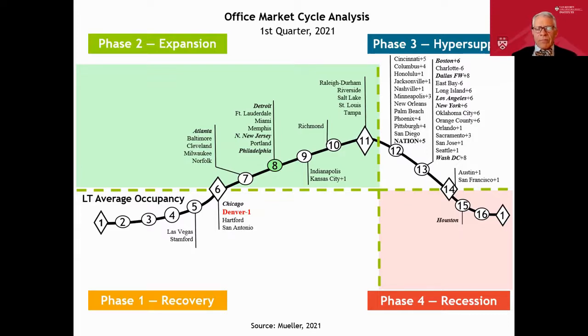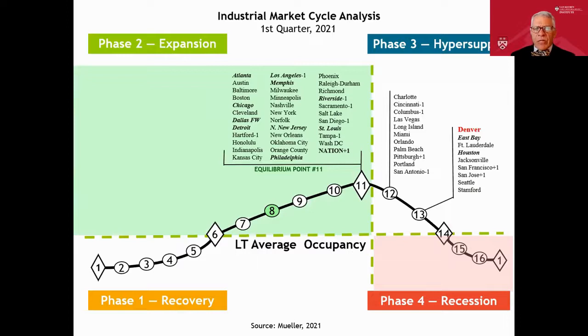Go ahead. Yeah. So when you look at the hyper supply, and Cincinnati was an example you gave, that's taken into consideration what's coming online, correct? That is right. That is correct. Okay. So next slide, let's move to industrial.